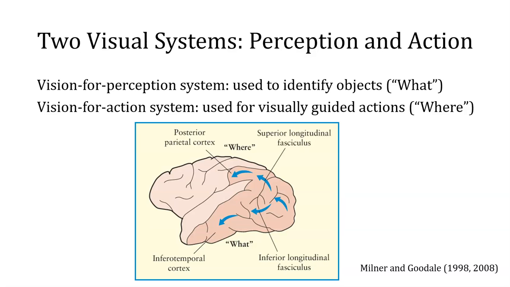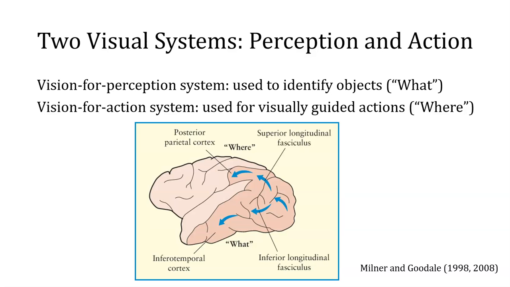One proposal is that there are two visual systems involved in visual perception. There is a vision for perception system used to identify objects. This system decides whether we're confronted by a cat or a buffalo. This system is used when we look at visual illusions.